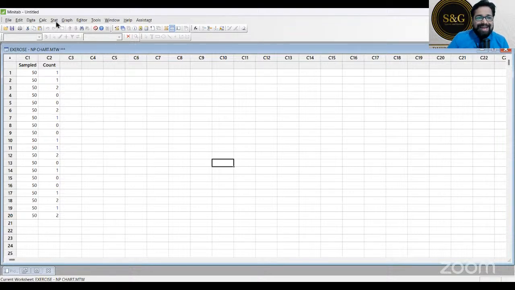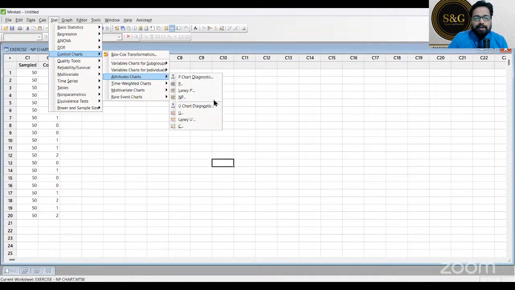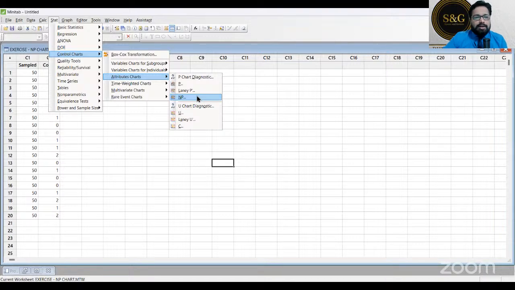Now let's go for NP chart. The same process we need to follow. Attribute chart, and you will find NP chart over there. Just follow this process. Go to Stat, Control Chart, Attribute Chart, NP Chart. Stat, Control Chart, Attribute Chart, NP Chart. Okay. Just click on NP chart.